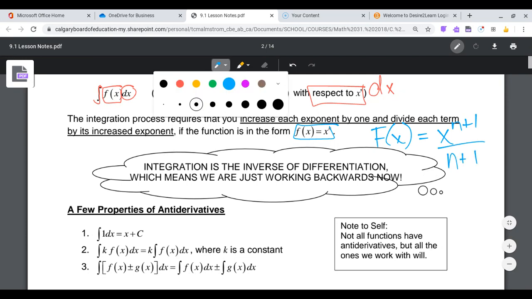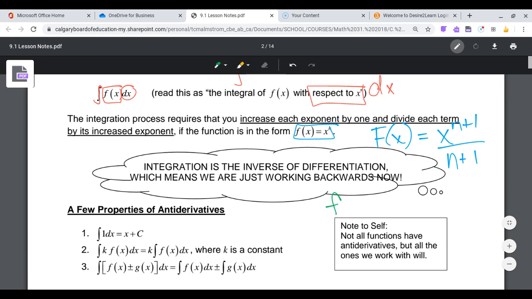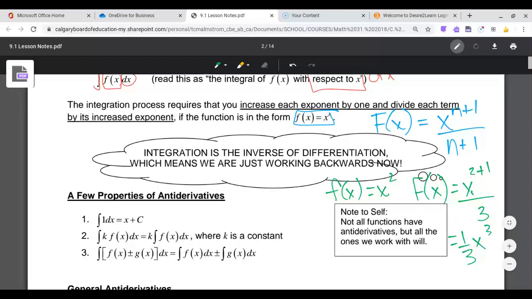So if you think back, we had f of x was x squared, the antiderivative of that was to take the 2 and add 1. 2 plus 1 is 3, and that's what we divided by. So you get 1/3 x cubed. So we will use that for all our polynomials. It's a very handy little property of antidifferentiation. So just remember that integration is the inverse of differentiation, and we're working backwards now.